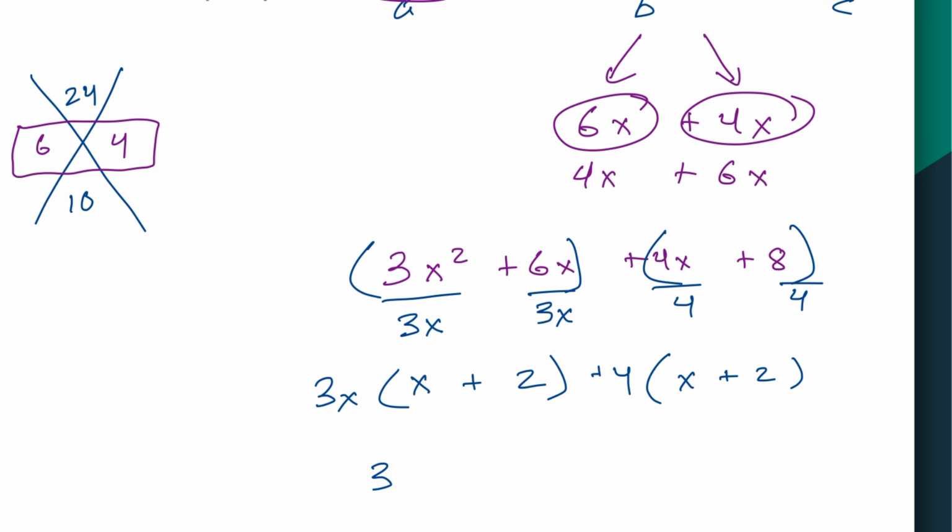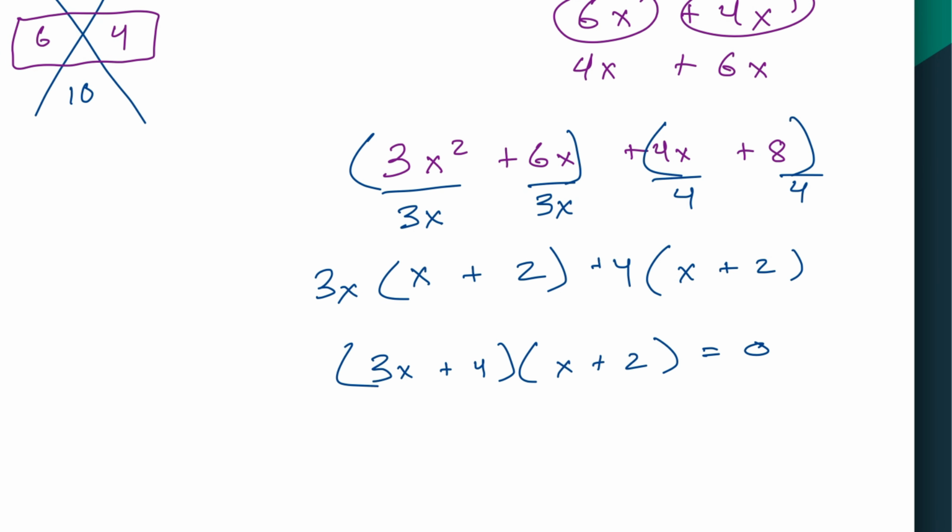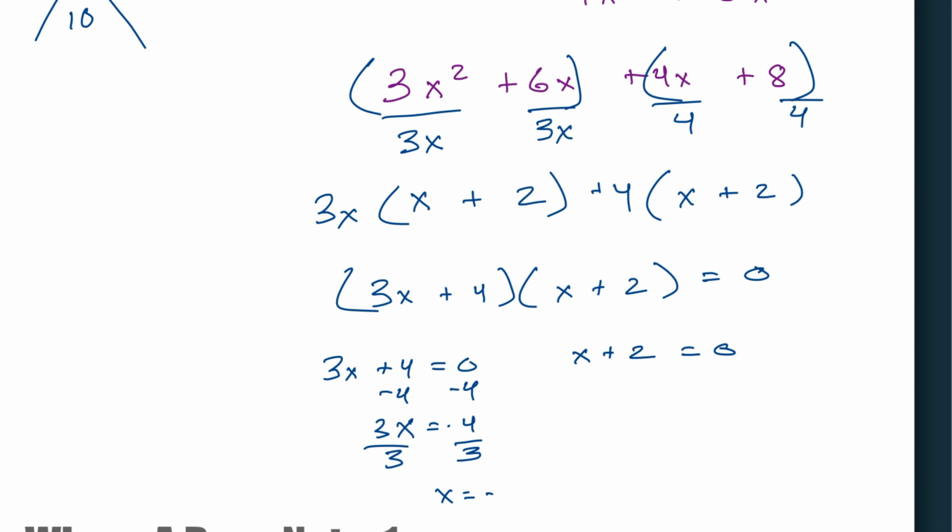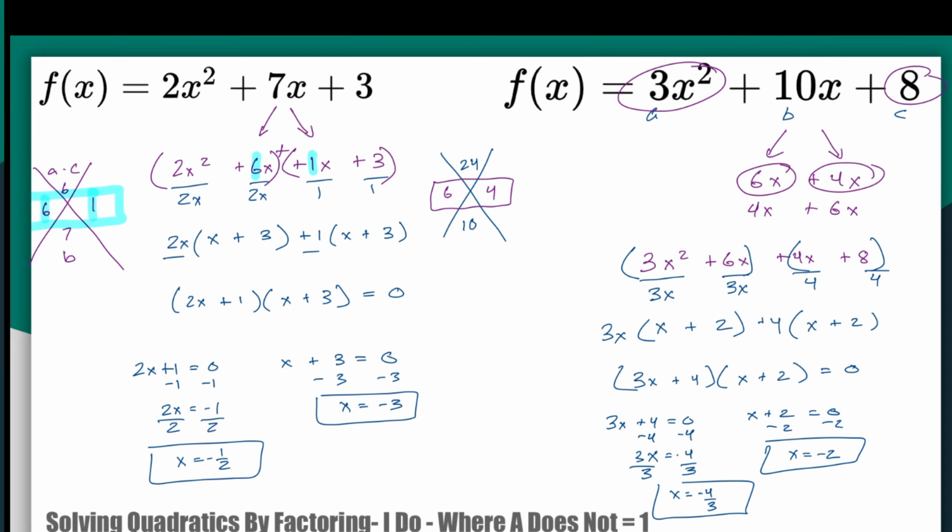And then I combine my greatest common factors in one binomial. And then the same binomial as the other. I set it equal to 0. And I solve. I have 3x plus 4 is equal to 0. And we have x plus 2 is equal to 0. Subtract 4. I get 3x is equal to negative 4. I divide by 3, and I get x is equal to negative 4 over 3. And here I subtract 2, and I get x is equal to negative 2. So I have 2 answers, okay?